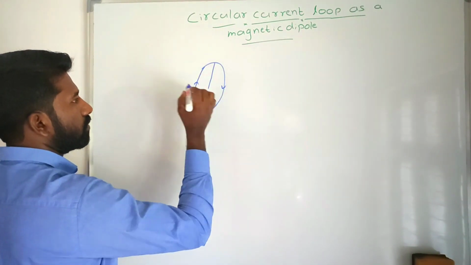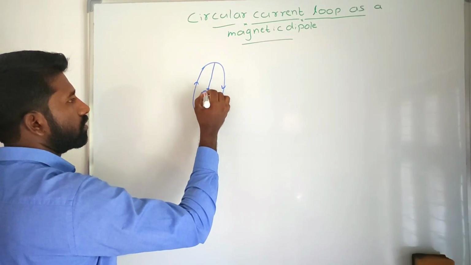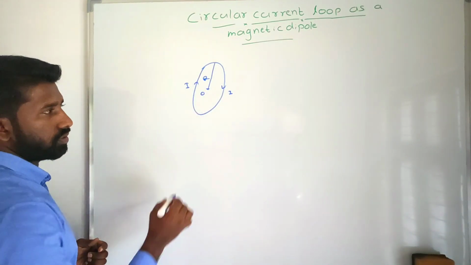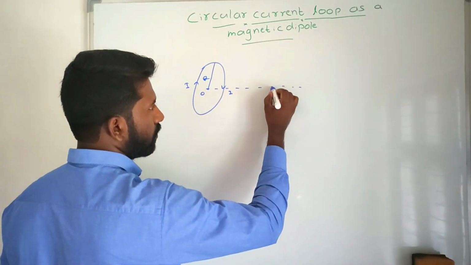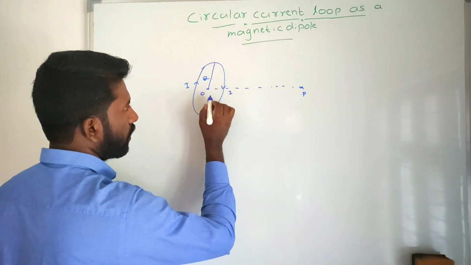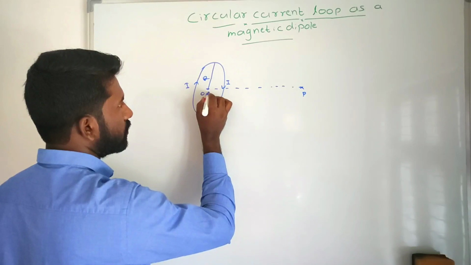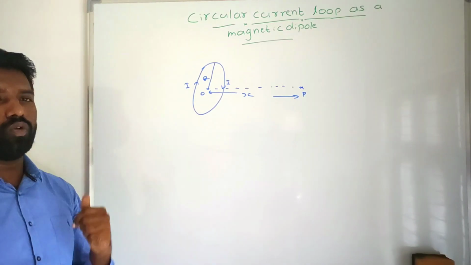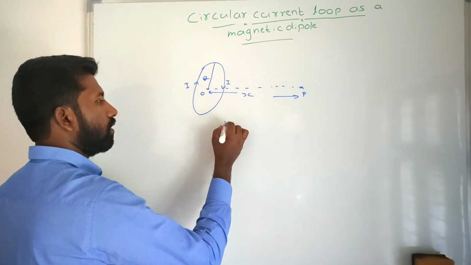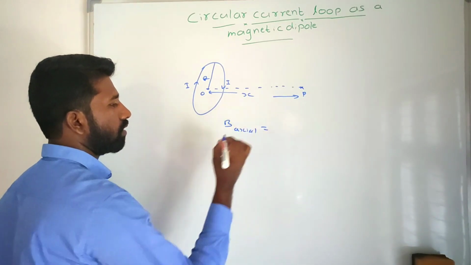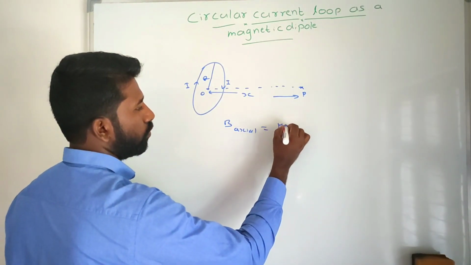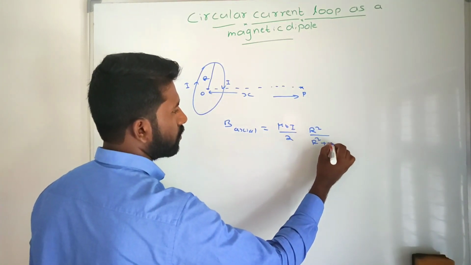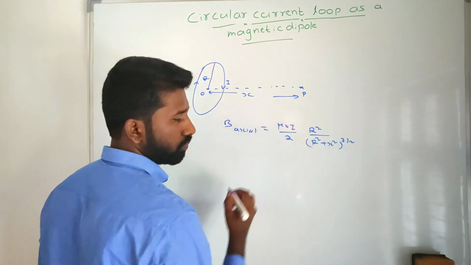So first of all, I am assuming that this is the center of the circular loop. The current is I, and R is the radius. There is a point P along the axis, which is at a distance x from the center of the circular loop. What about the magnetic field along the axial line? The magnetic field along the axial line is mu 0 I R square divided by 2 times (R square plus x square) to the power 3 by 2.